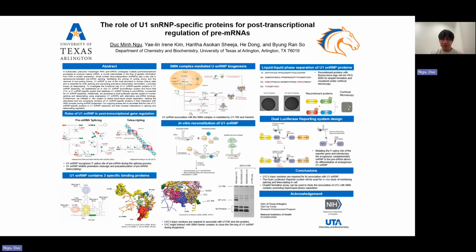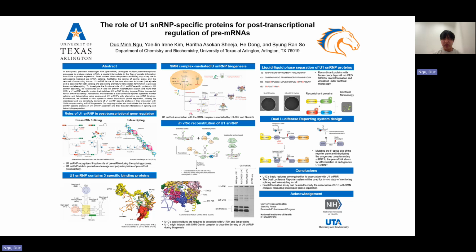Finally, another project we are working on is the dual luciferase reporter system, where we utilize a two-exon, one-intron system with firefly luciferase at the N terminus and Gaussia luciferase at the C terminus. When we incubate U1 snRNP together, splicing occurs and we can record the ratio between Gaussia and firefly. So we can monitor splicing as well as telescripting in real time.